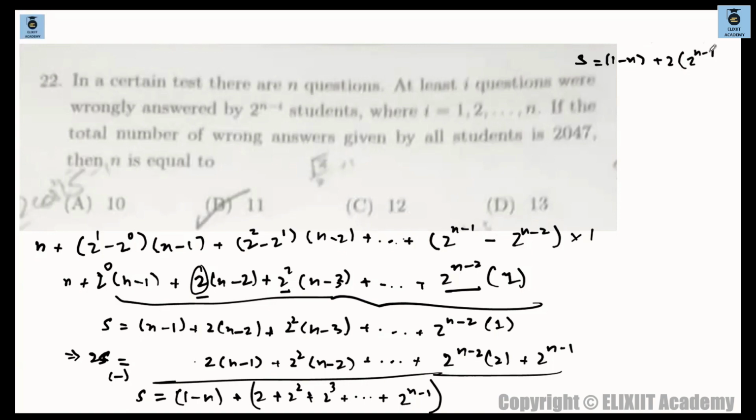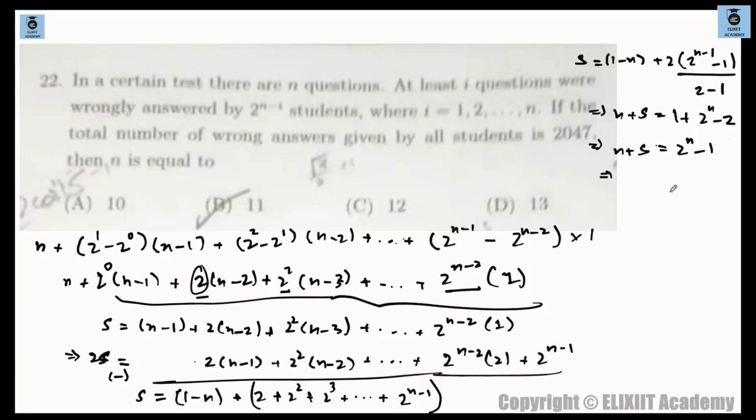How many terms? N minus 1 terms are there. So (2 to the power of n minus 1 minus 1) upon (2 minus 1). It's a GP, right? So we are getting n plus S. N plus S is equal to, this is 1. So we are having 1 plus, you multiply this thing. So we will be having 2 to the power of n minus 2. And finally, we are having 2 to the power of n minus 1 on the right hand side. And this is n plus S, right?